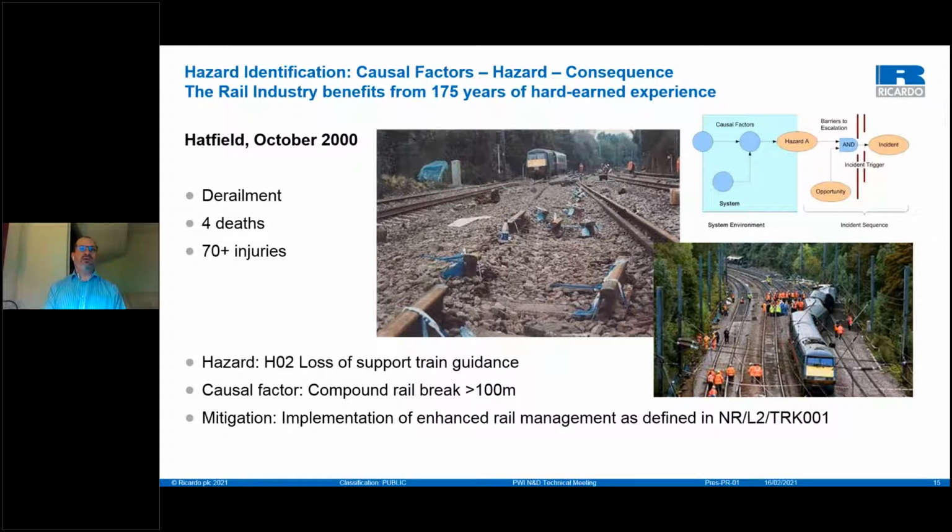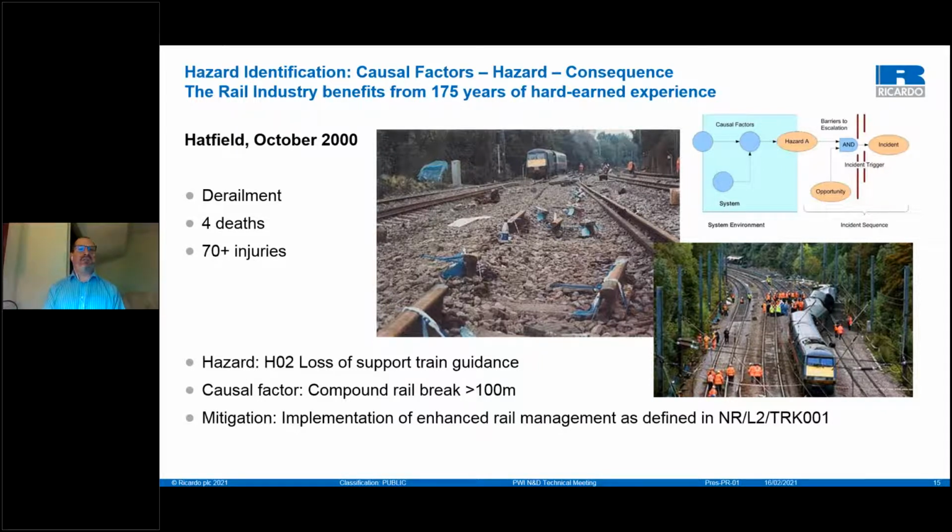So in this instance, 802 is in effect derailment. So the rail had a compound fracture, disintegrated under the train. So there was no guidance path for that train. So there was an accident, 4 deaths and 70 injuries.